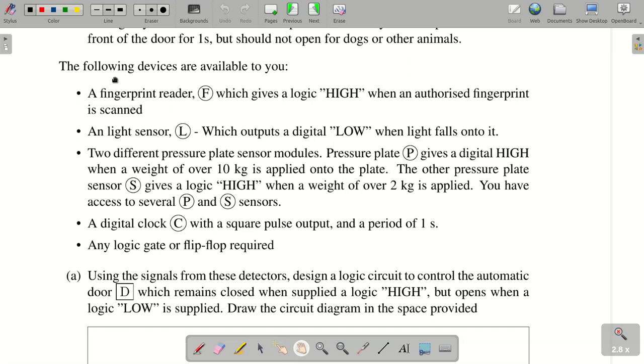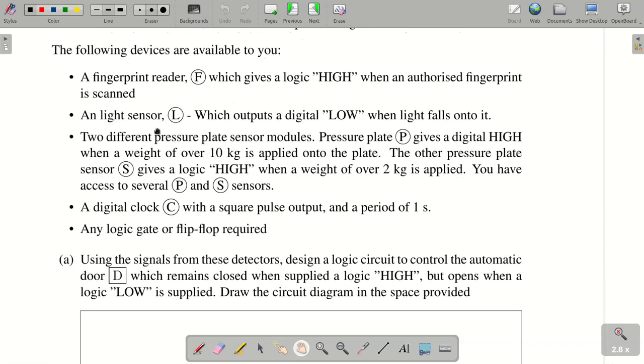You're told the following devices are available to you. First, a fingerprint reader, which is called F, which gives a logic high when an authorized fingerprint is scanned. Okay, so that makes it easy. So whenever an authorized fingerprint is scanned, it gives a logic high. So that's nice. Second, a light sensor which outputs a digital low when light falls on it. Okay, so this is a light sensor L which gives a low when light falls onto it. So when light hits this light sensor, it's low, other times it's high.